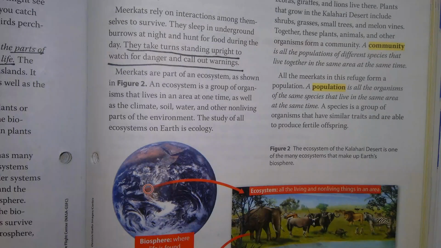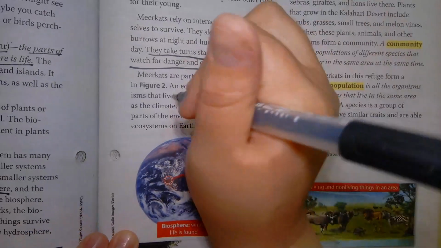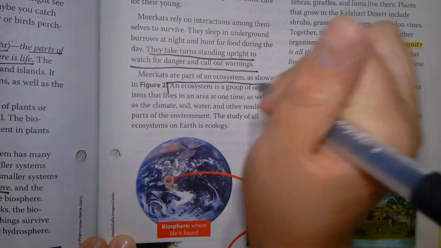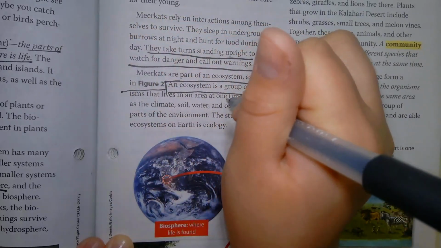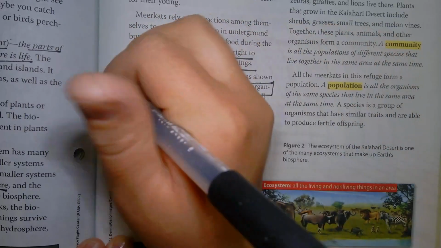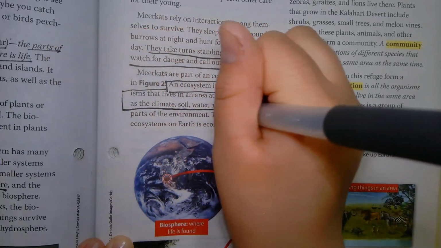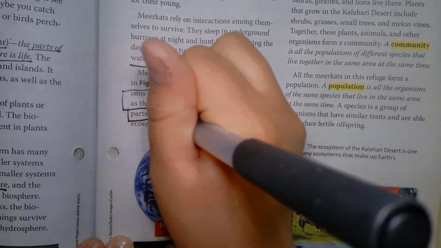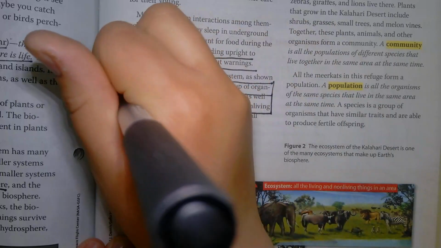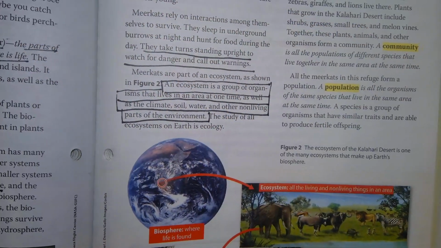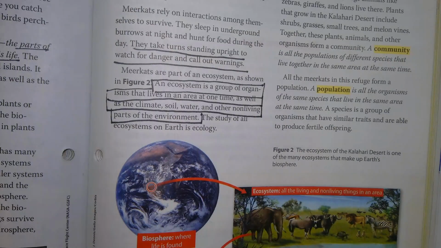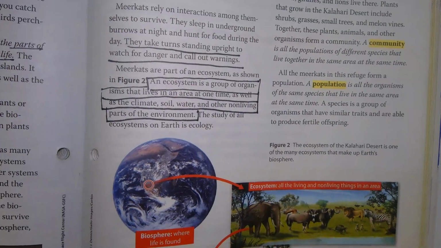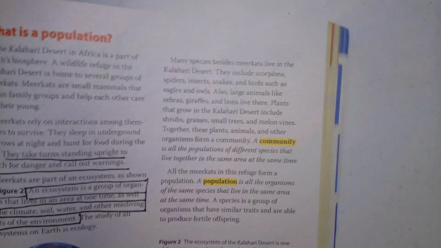Meerkats are part of an ecosystem as shown in figure 2. An ecosystem is a group. This isn't a definition, but it really should be. An ecosystem is a group of organisms that lives in an area at one time, as well as the climate, the soil, water, and other non-living parts of the environment. This is important. You should know this. Okay? So it's living and non-living things. The study of all ecosystems on Earth is ecology. Ecology is so fun. Okay. They haven't told us. Okay.